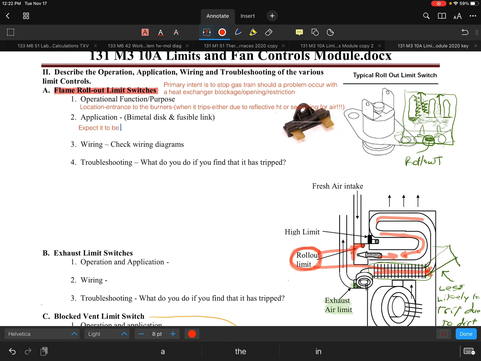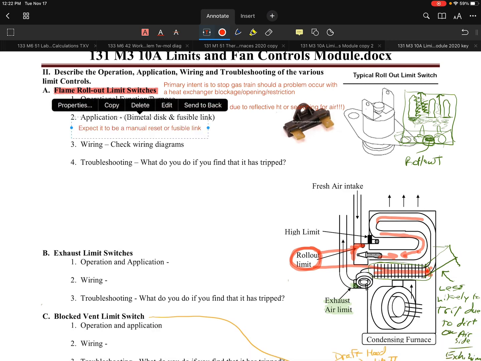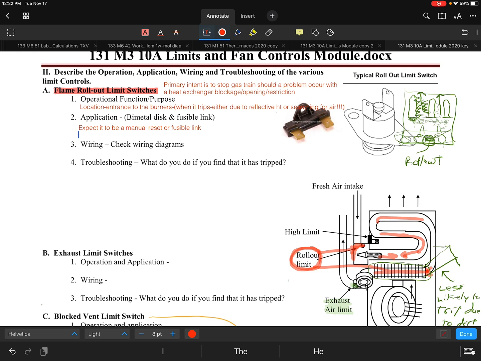As far as the application, the first thing I would say is this is a major deal. Expect it to be a manual reset or fusible link. Expect it to be something like that. If it is indeed a fusible link, let me back up a step: the fusible link is once and done. That's the problem with the fusible link.